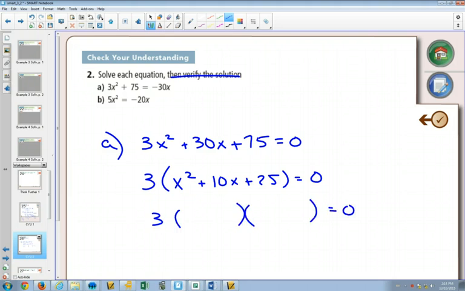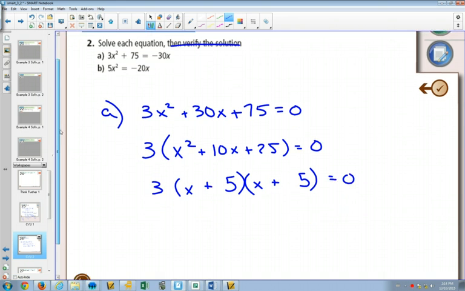So now when I go to factor the x squared plus 10x plus 25, x squared has to be x and x. What are two numbers that multiply to 25? 5 and 5. Does that work? Does my outside and inside make 10? Yes. And they both have to be positive to make a positive 10, and it still gives me a positive 25. So every time I factor, I'm still checking to see, does it work out?